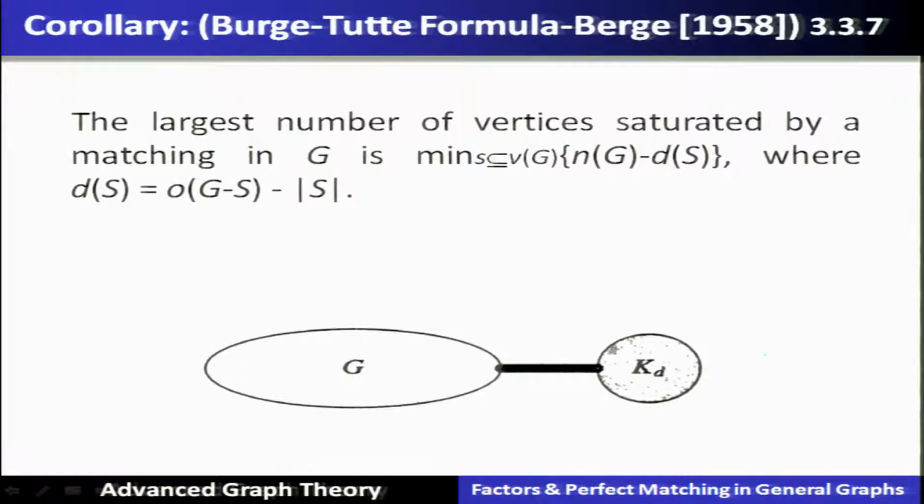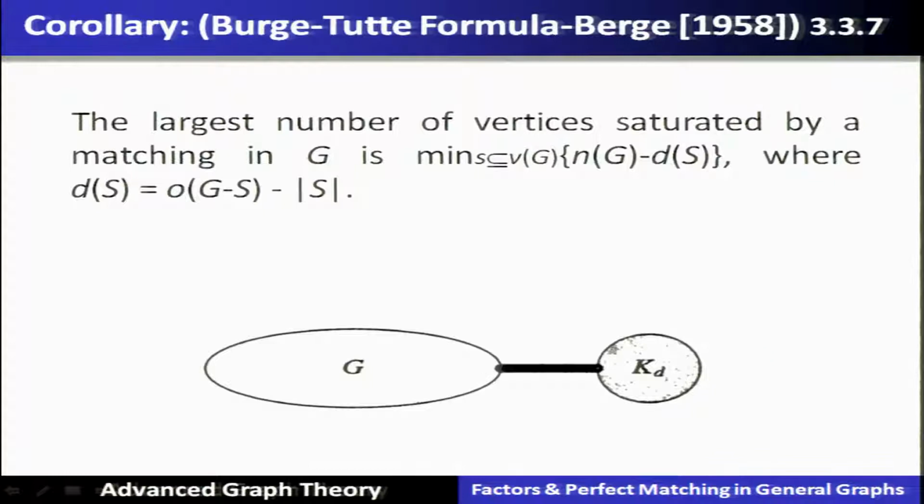Now, there is a corollary given by the Berge-Tutte formula. That corollary says that the largest number of vertices saturated by a matching in G is the minimum over subsets S of vertices of n minus d of S, where d of S is the number of odd components in G minus S, minus the cardinality of S itself, that I have earlier explained, but let us take an example and show that.